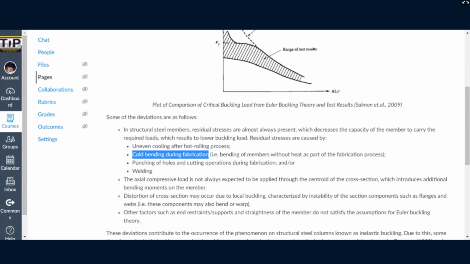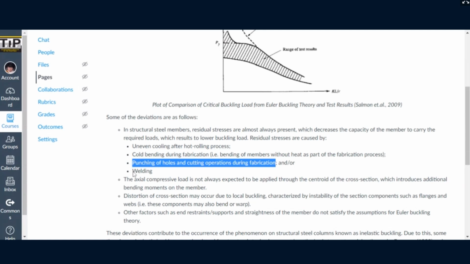So if you bend a member, meaning you apply force, so meaning you apply stress on the member, that stress is also counted as residual stress. Third, we have punching of holes and cutting operations during fabrication. So you apply shear stress as well. So meaning there is residual stress.